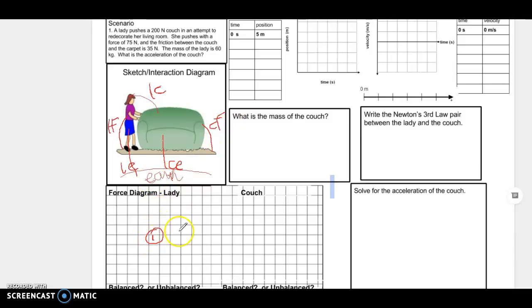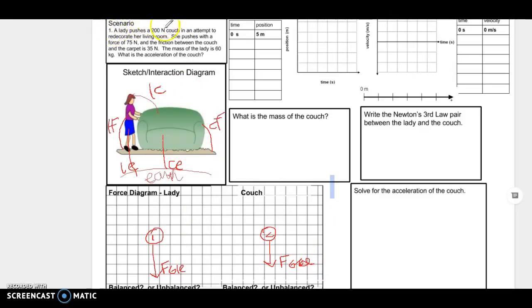So we have the lady over here and the couch over here. All right, so the first thing you can always put is the force of gravity, because that is always going to be there. So we have FG lady earth, okay, and we have FG couch earth. Let's go back and see if we can figure out what their weights are, okay?